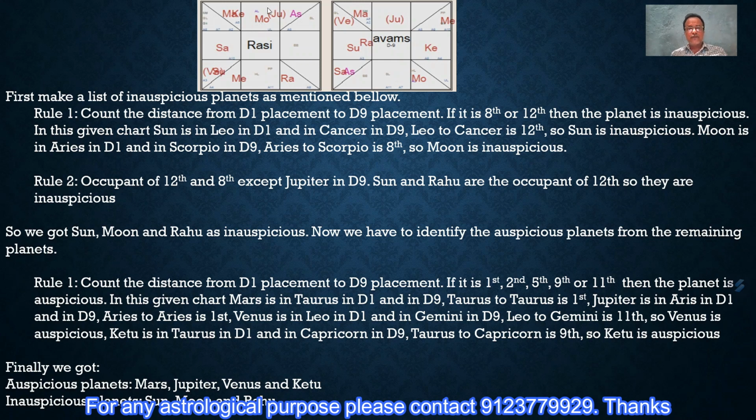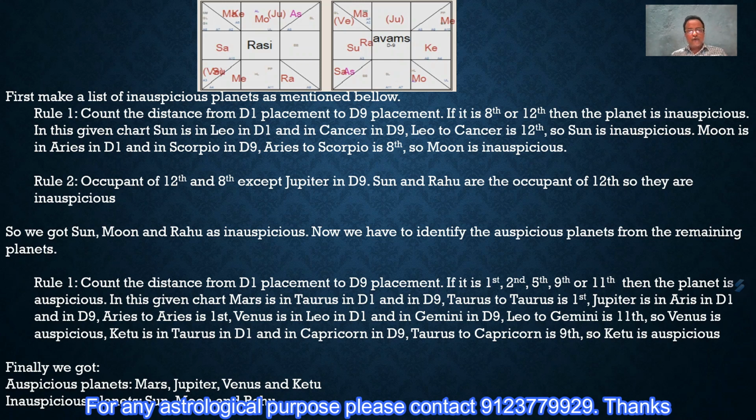Moon is in Aries in D1. Where is Moon? Please follow my cursor. In D1, Moon is in Aries. And in Scorpio in D9, please follow my cursor. Moon is here. So Aries to Scorpio is 8th. So Moon is inauspicious.